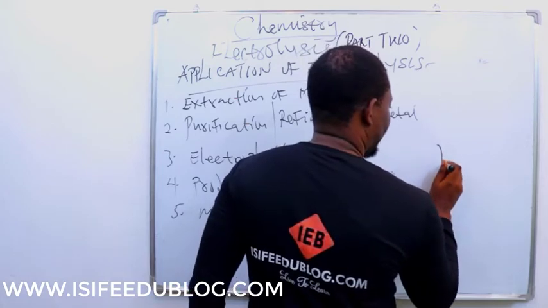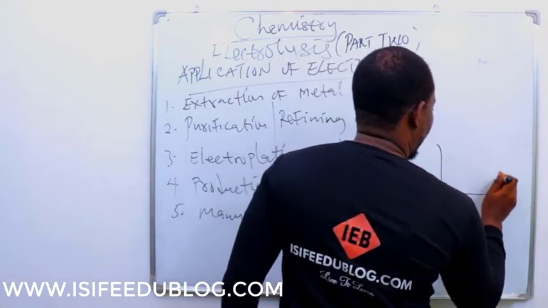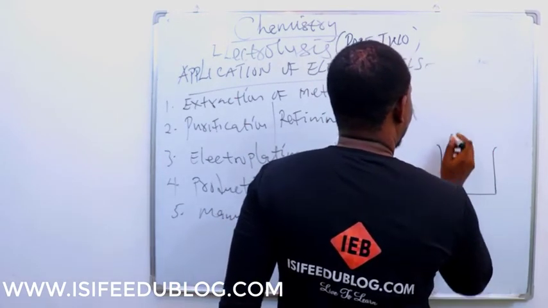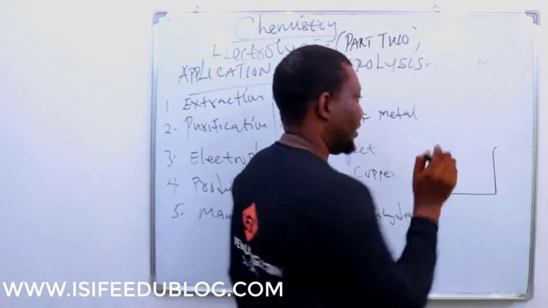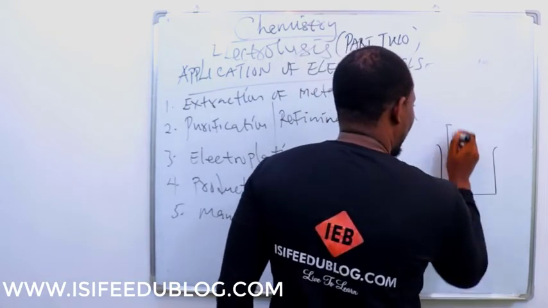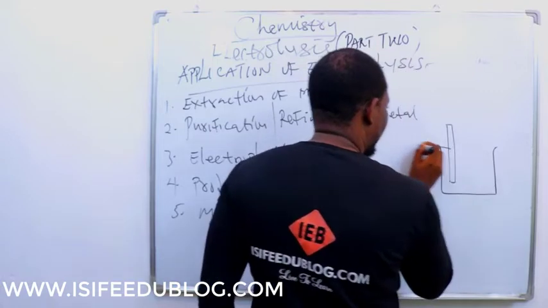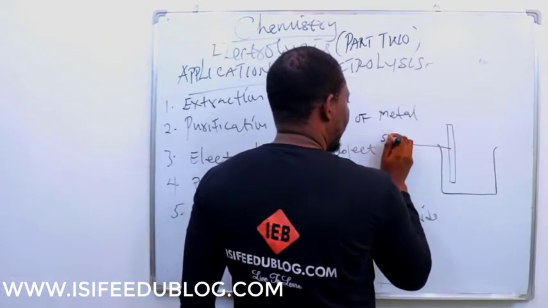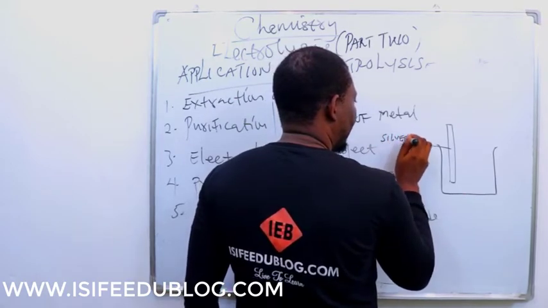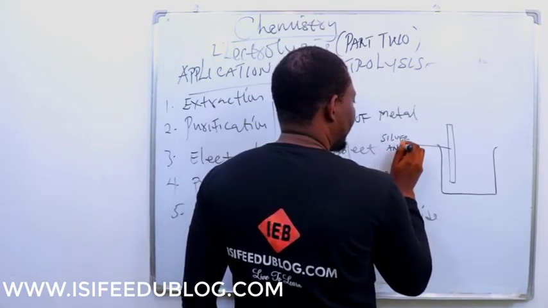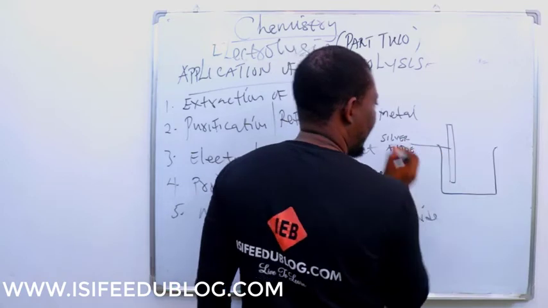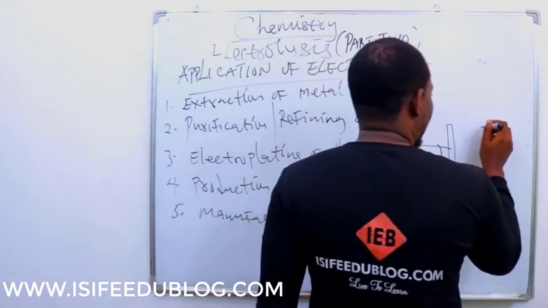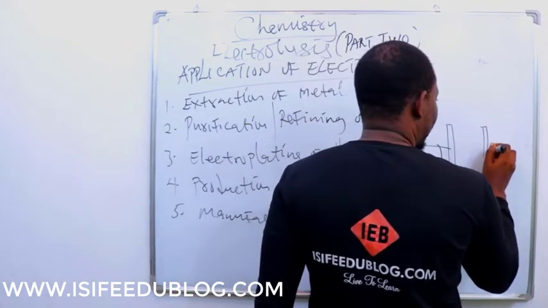The cell should be set up. Okay, this is the cell. This time I want to electroplate with silver. So this side my anode will be the silver anode. Here it's going to be the silver anode. Okay, and then the cathode will be something else.